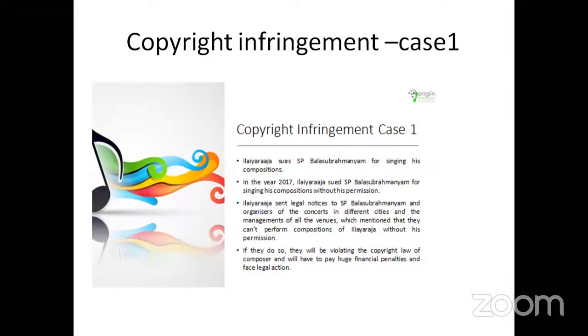And similarly, there was one court case, a copyright infringement case, Ilayaraja versus S.P. Balasubramaniam. In 2017, Ilayaraja sued S.P. Balasubramaniam for singing his compositions without his permission. Ilayaraja sent a legal notice to SP and the organizers of the concerts in different cities where he was conducting the program. He can't perform it without the permission of Ilayaraja because the songs were created by Ilayaraja. So this was a case of copyright infringement. But later on, I think the case was settled amicably between the two people.